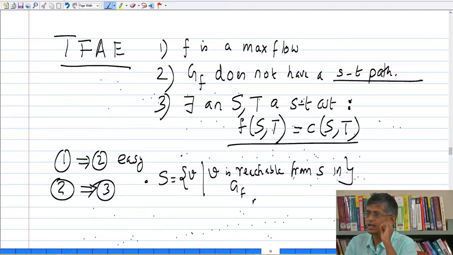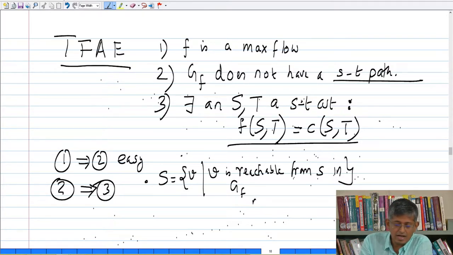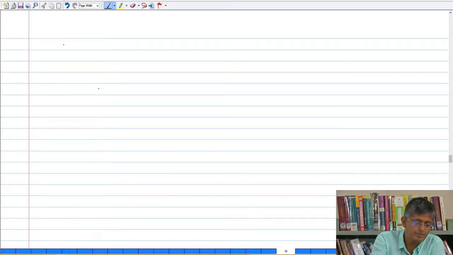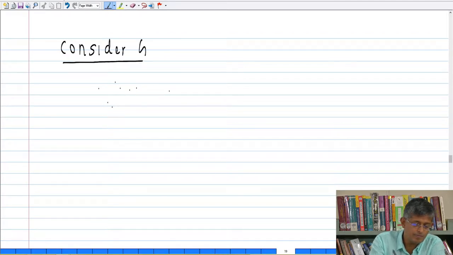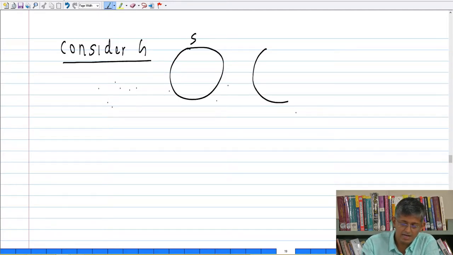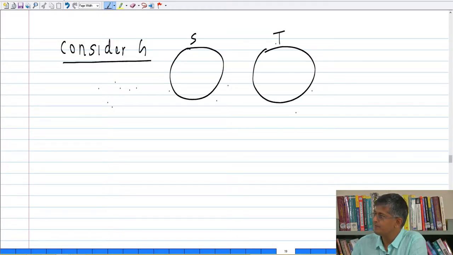So you take this residual network, take all the vertices which are reachable from S in G_f, fine, and T is equal to V minus S. And T is equal to V minus S, fine. Now let's go to G. Consider G, consider S and consider T.